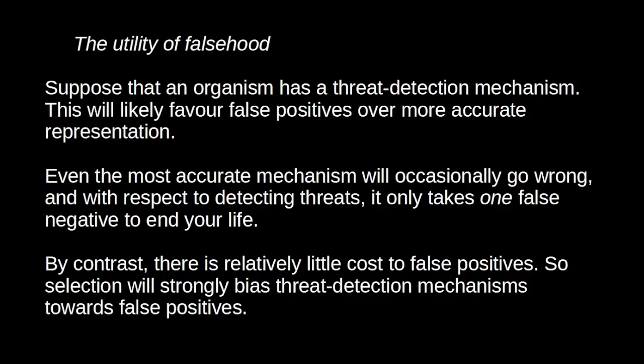On the other hand, there's relatively little cost to false positives. If you think that there is a threat when there isn't, I mean, okay, maybe you're going to be scared, maybe you run away, whatever, but there's not much cost to that. So selection is going to favour threat detection mechanisms that are highly biased towards false positives. That's one example of how there may well be systematic misrepresentation, right? So this is just one example of how a selection process may favour a kind of systematic misrepresentation. Again, that's only one example, but it's illustrative, right?